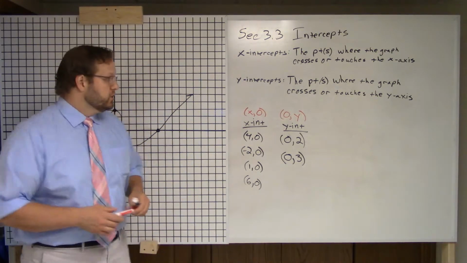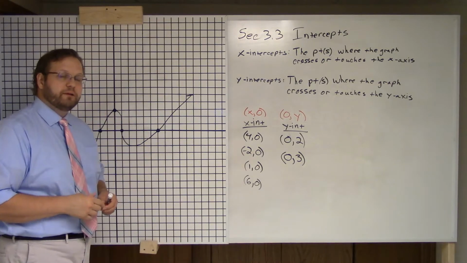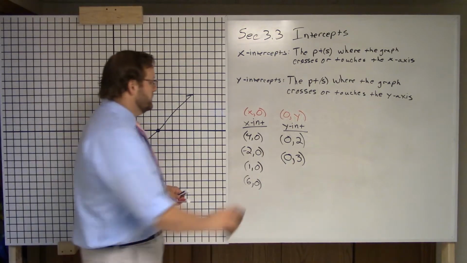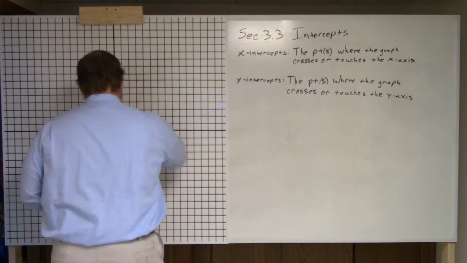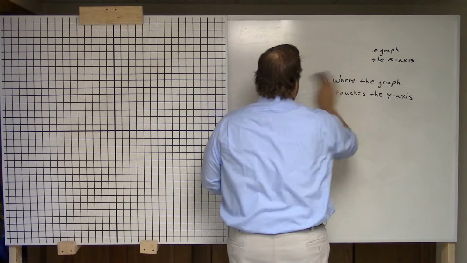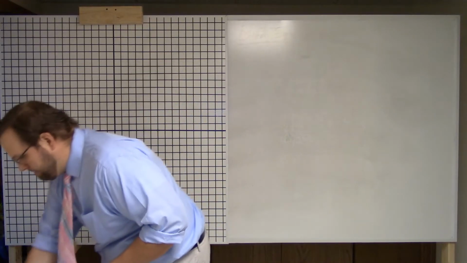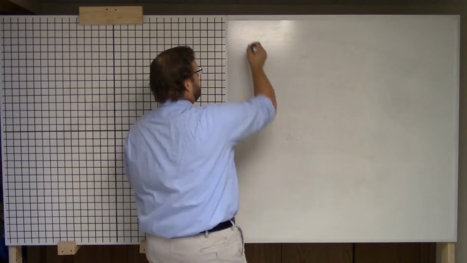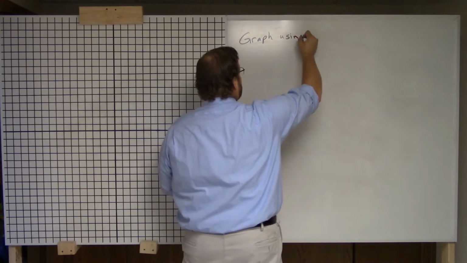So we know what intercepts are. We know how to identify them off of a graph. Now let's use them in order to graph. Let's clear up the board here. So the instruction is going to be graph using intercepts.